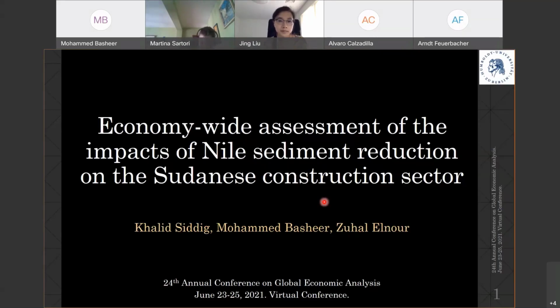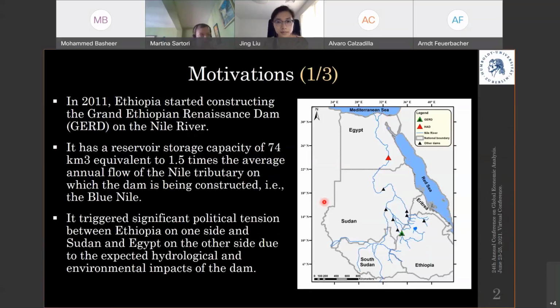Here we're looking at the impacts of one of the most controversial infrastructure projects being built now on the Nile. It's called the Grand Ethiopian Renaissance Dam. It's here on this map, the greenish triangle. It's under construction in Ethiopia, around 15 kilometers upstream of the Ethiopian-Sudanese border. Construction started in 2011 and is still going on, and the initial filling of the dam actually started last year.